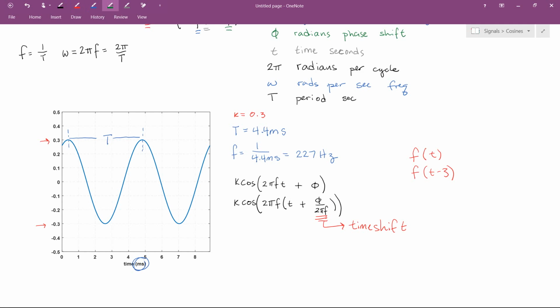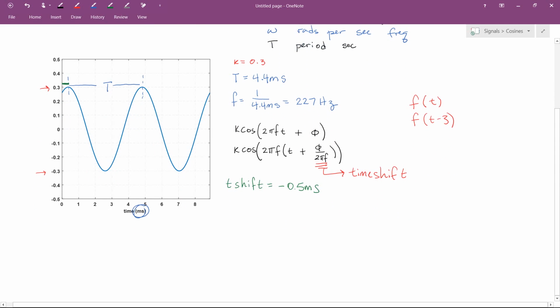So I'm going to come here and I'm just going to see if I can eyeball about how much time shift we have. And it looks like it's a little less than half a division. Let's just call it half a division to keep things straightforward. So the time shift is going to be minus 0.5 milliseconds. And that minus is because it's a right shift. And I'm going to set that equivalent to phi over 2 pi times 227. And now I have everything I need to solve for phi.